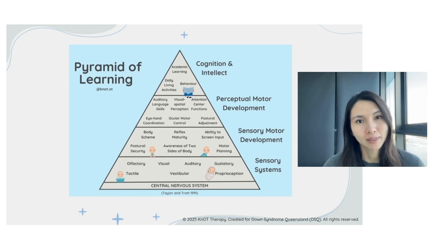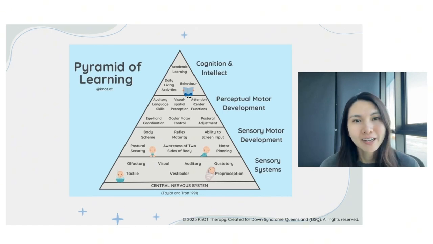Let's take a look at the pyramid of learning. At the very base are the sensory systems like touch, movement, body awareness. These are the foundations that support everything else. When a student's sensory systems and needs are well supported, it allows higher level skills like attention, behavior, learning, and participation in daily tasks for this to develop smoothly.